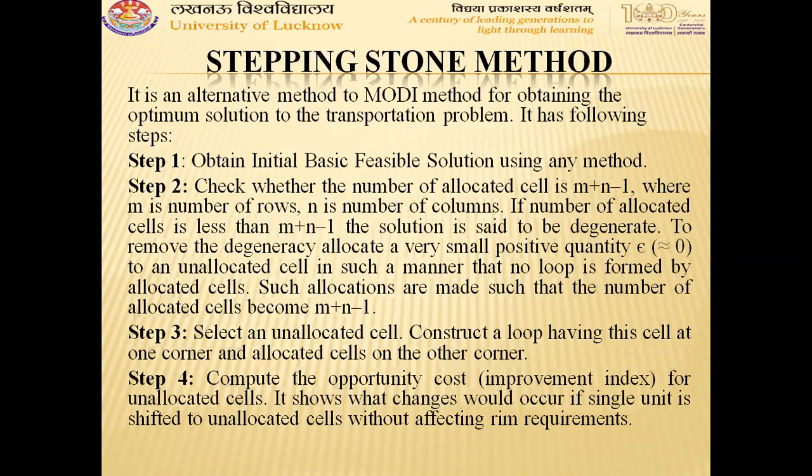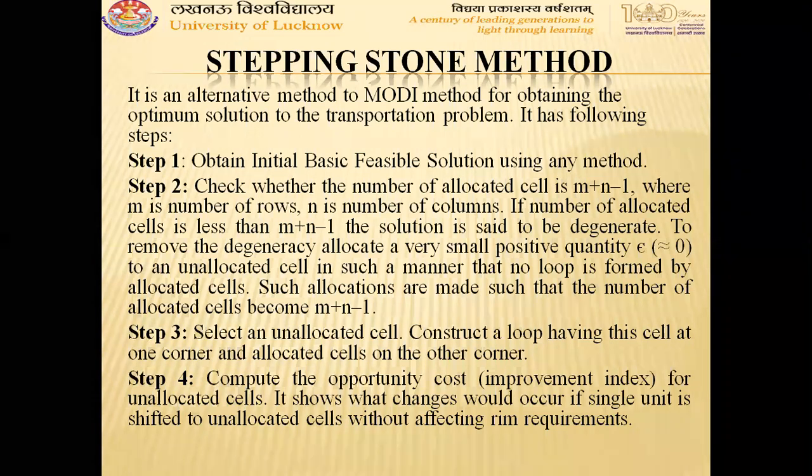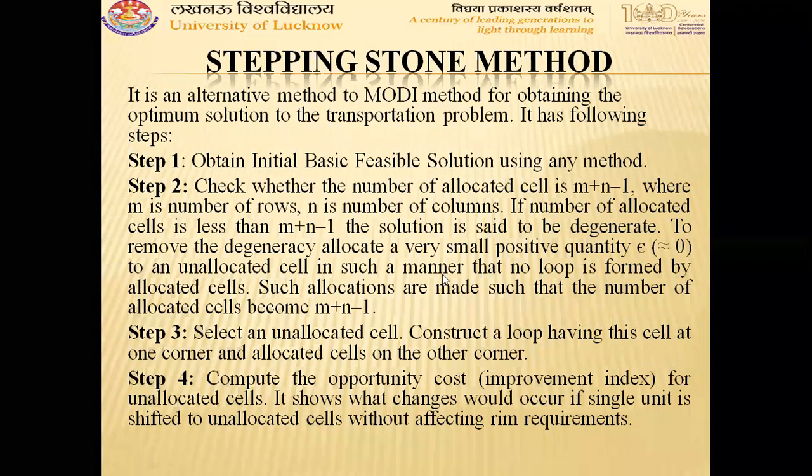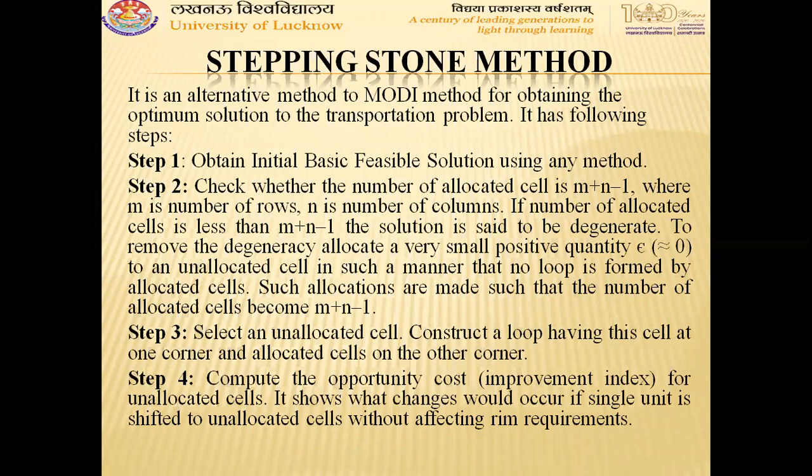That means check whether the number of allocated cells is m plus n minus 1, or you can say whether the solution is degenerate or not. So we have to check the number of allocated cells is m plus n minus 1, that is number of rows plus number of columns minus 1.